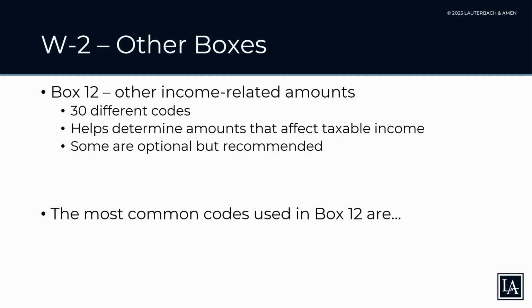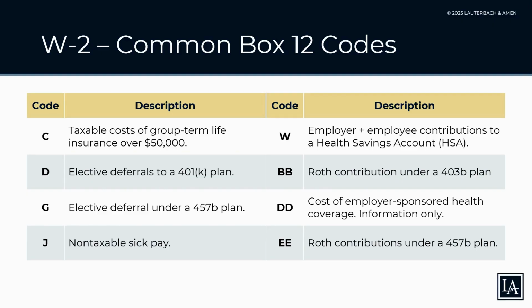So the most common ones that we see are some of these. Again, for full instructions, there are forms directly from the IRS website that have all those 30 codes and what the descriptions are and what information you would put in there. But these are some of the common ones for group term life plans and elective deferrals on 401(k) and 457 plans, as well as non-taxable sick pay and Roth contributions on a few qualified plans. So a lot of information to digest, nothing we're really going to get into specifics on today, but a lot of codes for box 12.